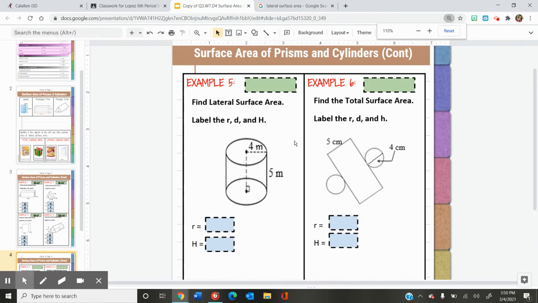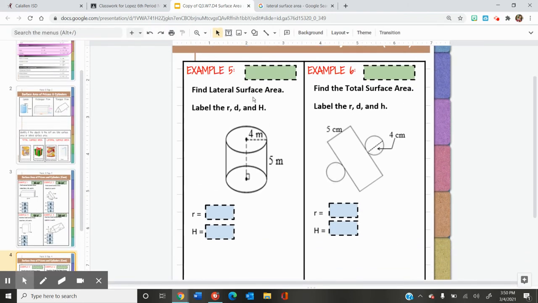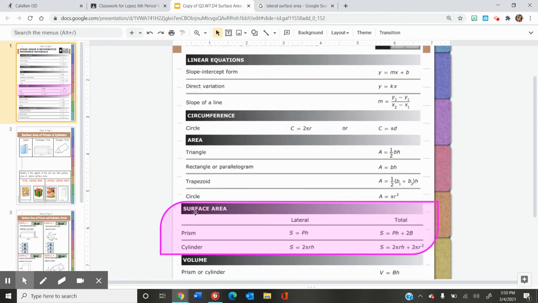So, going to my formula chart, it tells me to find the lateral surface area. Under cylinders, it tells me that the lateral surface area is S equals 2 pi r times h. So this is surface area equals 2 times pi times radius times height.